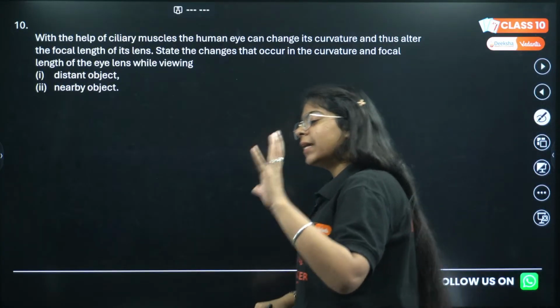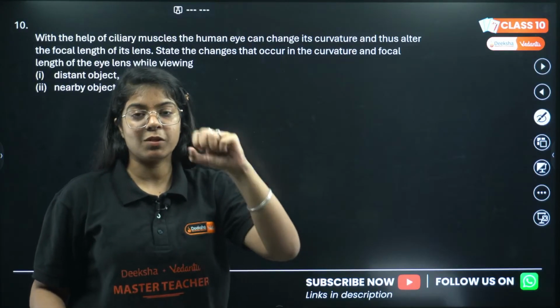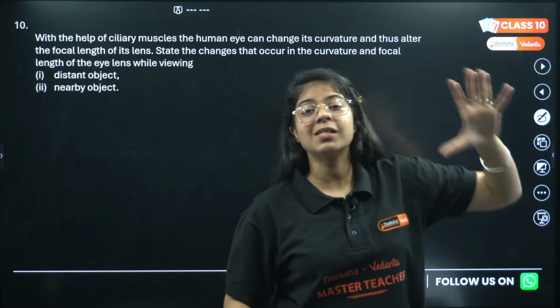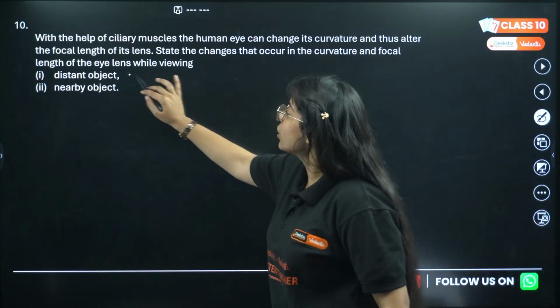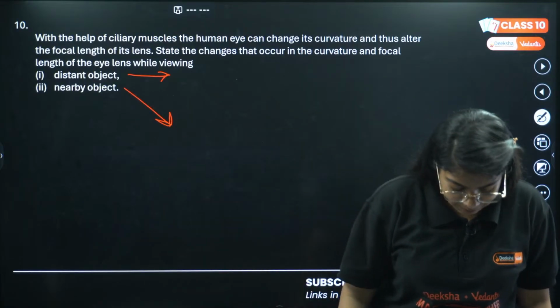How will my eye lens change? Will it get thick? Will the ciliary muscles contract? Or will the eye lens get thin? Will the ciliary muscles relax? When viewing a distant object and when viewing nearby objects.